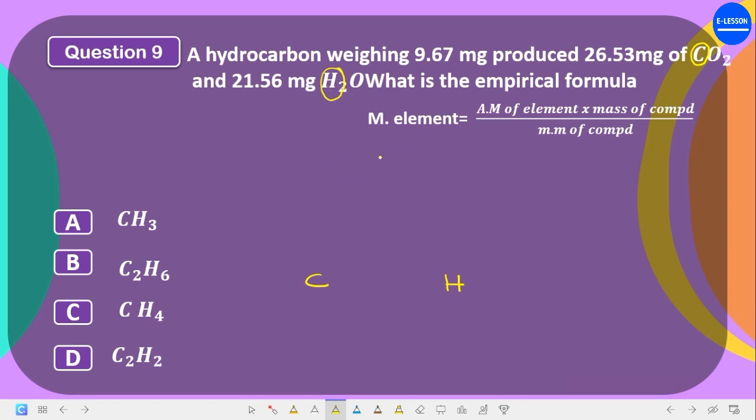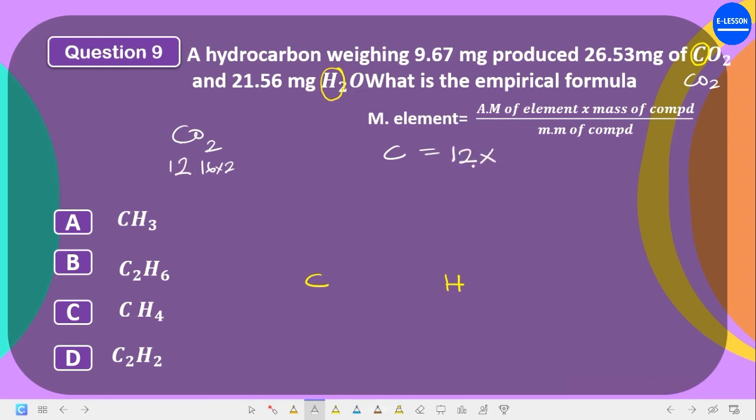Okay, now let's go with carbon first. I said the mass of the element, which is carbon in this case, is equal to the atomic mass of the element in the compound. Please take note of what I'm doing here. The atomic mass of the element in the compound. What's the atomic mass of carbon in CO2? If you look at CO2, it contains the atomic mass of carbon as 12 and that of oxygen as 16 times 2, which is 32. So the atomic mass of carbon in CO2 is what? It is 12. Okay, that's the atomic mass.